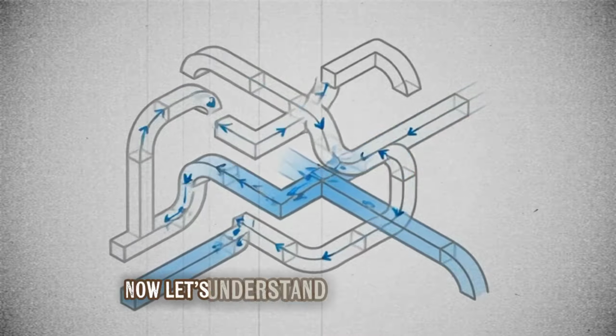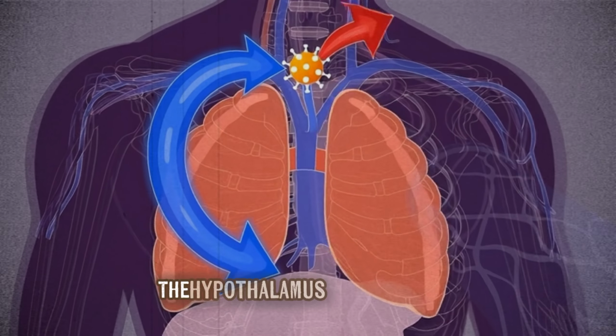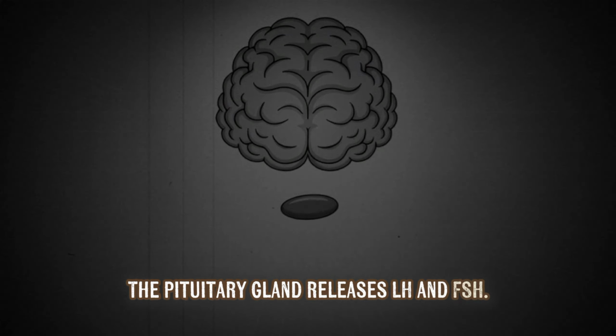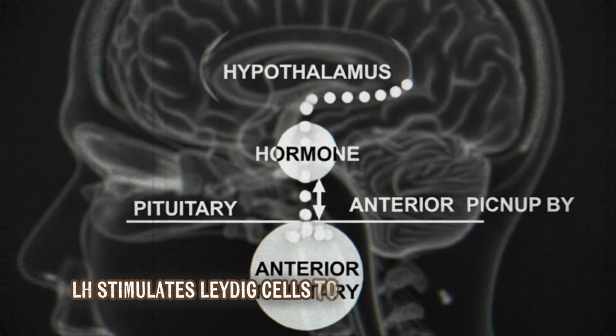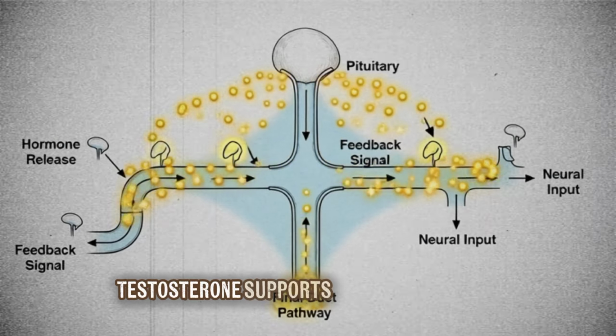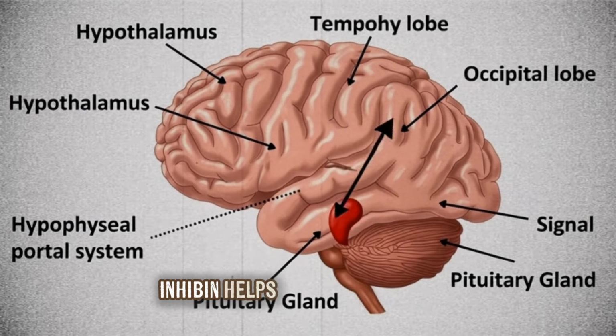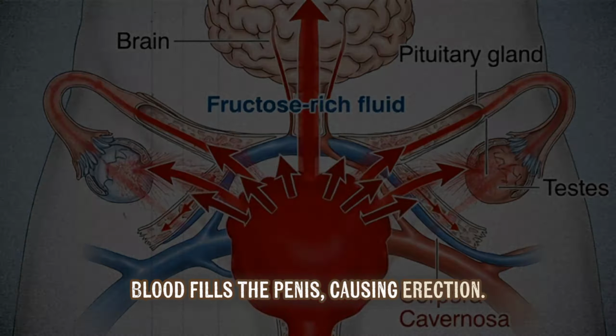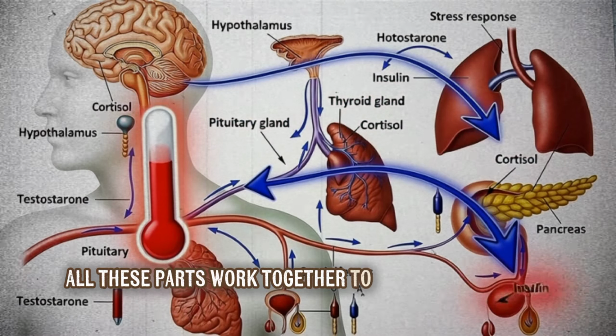Now let's understand hormonal control. The hypothalamus releases GnRH. The pituitary gland releases LH and FSH. LH stimulates Leydig cells to release testosterone. FSH stimulates Sertoli cells. Testosterone supports sperm production. Inhibin helps control FSH levels. Blood fills the penis, causing erection. All these parts work together to make reproduction possible.